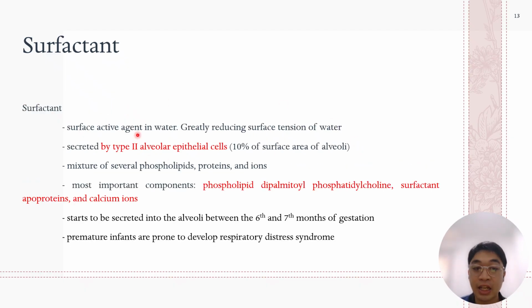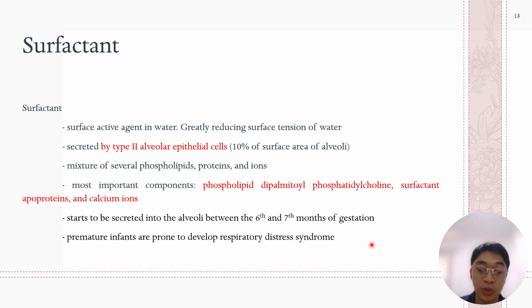Our surfactants in our lungs are surface active agents in water. As I mentioned a while ago, they greatly reduce the surface tension of water. Our surfactants are secreted by type 2 alveolar epithelial cells, which constitute approximately 10% of the surface area of your alveoli. Surfactants are made up of several phospholipids, proteins, and ions. But the most important components, take note, are the phospholipid DPPC or dipalmitoyl phosphatidylcholine, the surfactant apoproteins, and calcium ions.